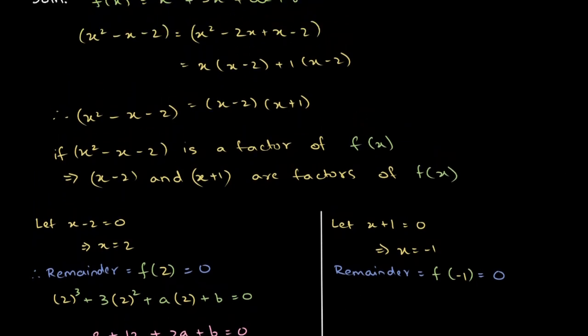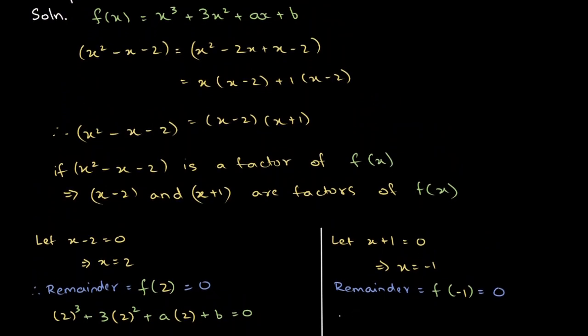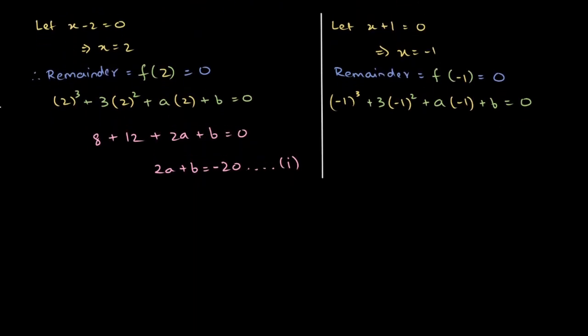Let me just see what's the expression. Yes, so we have minus 1 cubed plus 3 into minus 1 squared plus a into minus 1 plus b equal to 0. If I simplify this now, I should get another equation in a and b, and that's the whole idea. So minus 1 cubed is minus 1, 3 into minus 1 squared is plus 3, a into minus 1 is minus a, and I have plus b over here equal to 0. Rearranging and simplifying this equation, I have a minus b equal to 2. Let this be my second equation.